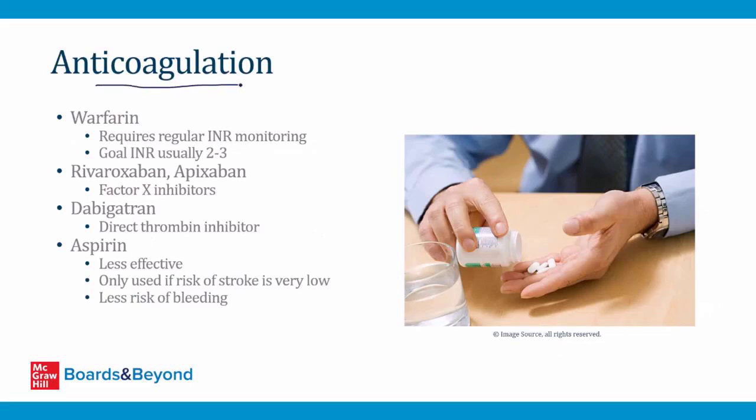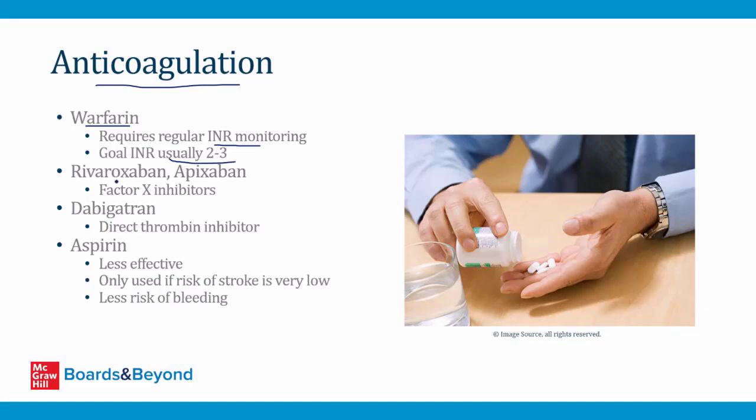This is necessary to reduce the risk of a clot forming in the heart and the patient having a stroke. There are a number of options for anticoagulation. Warfarin is the old standard, although it's not used much anymore. The downside of warfarin is that you have to monitor the INR with regular blood tests, and the goal is an INR of 2 to 3. And I talk about warfarin in more detail in videos in the hematology section on anticoagulants.